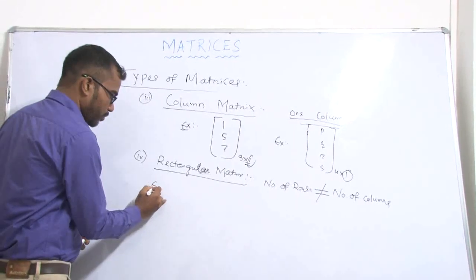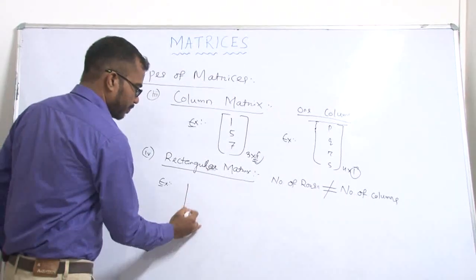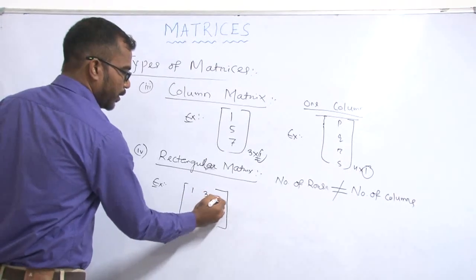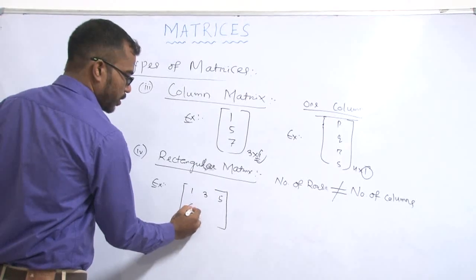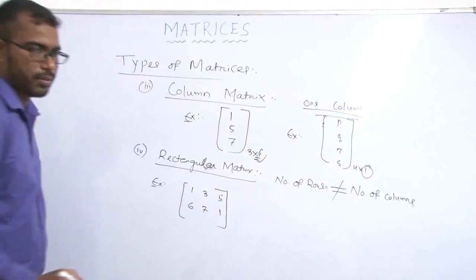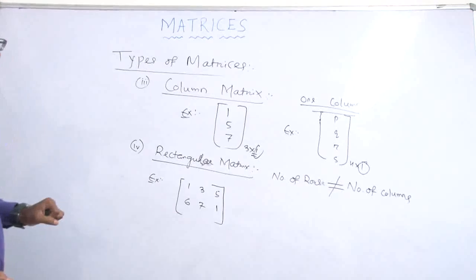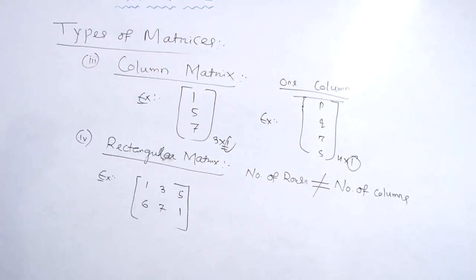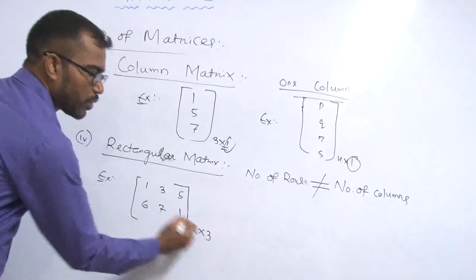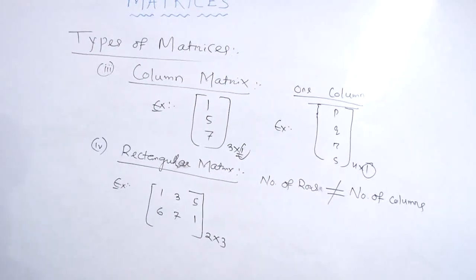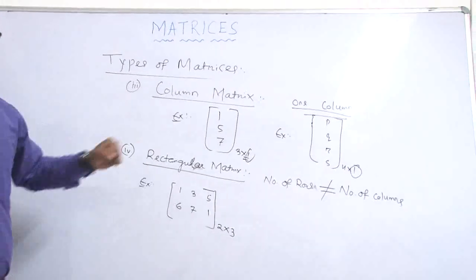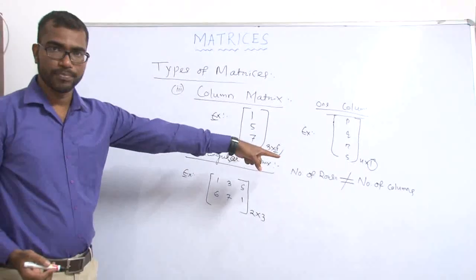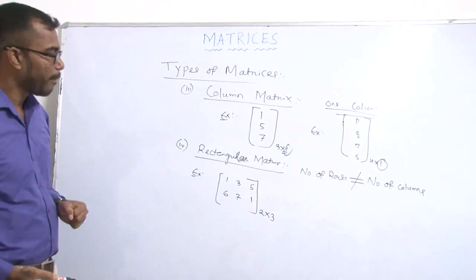Here are some examples. 1, 3, 5, 6, 7, 1. So it is a matrix having 2 rows and 3 columns. So its order is 2 into 3. So it is an example of rectangular matrix because number of rows and number of columns are not same. So it is a rectangular matrix.